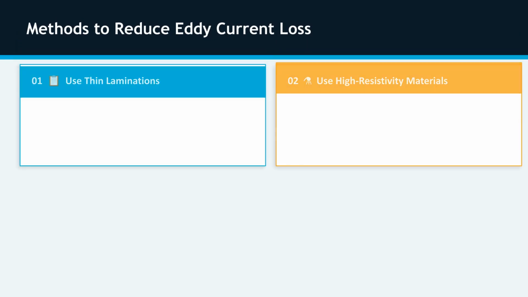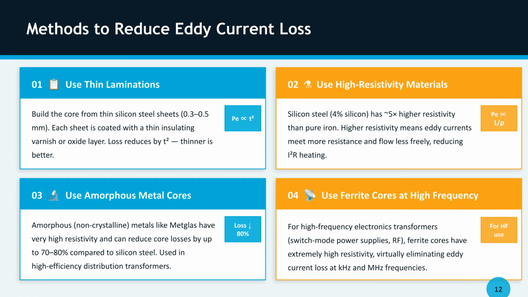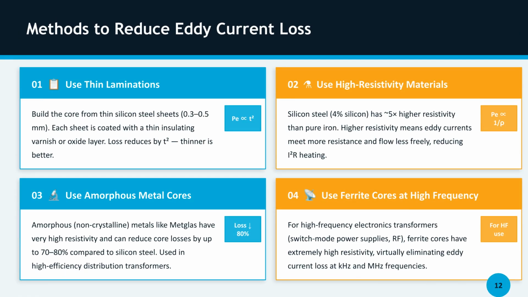Key methods to reduce eddy current loss include using thin laminations, as loss is proportional to the square of thickness. Using high resistivity materials like silicon steel forces eddy currents to meet more resistance. Amorphous metal cores offer up to 80% loss reduction, and ferrite cores virtually eliminate loss at high frequencies.